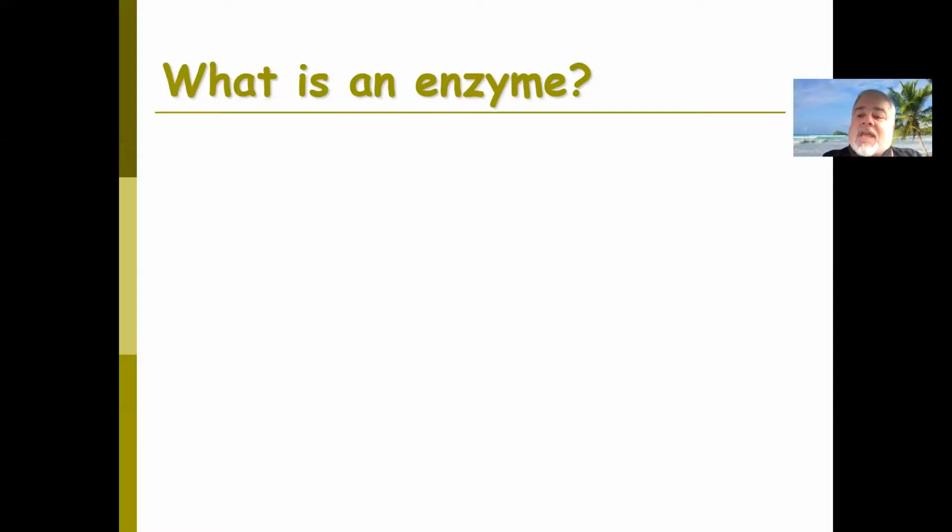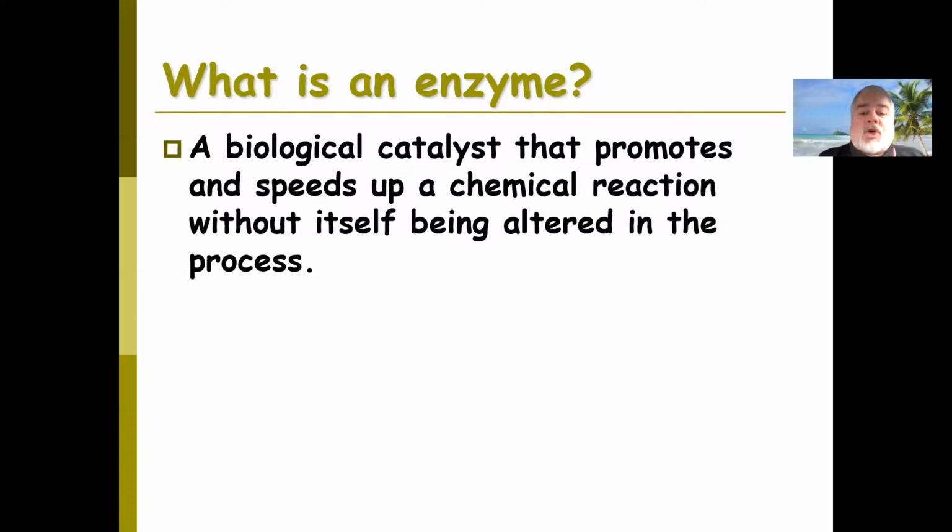And the proteins that do things, that work, are often called enzymes. So what is an enzyme? It's a protein that does some special kind of work. The definition we have here is: an enzyme is a biological catalyst that promotes and speeds up a chemical reaction without itself being altered in the process.